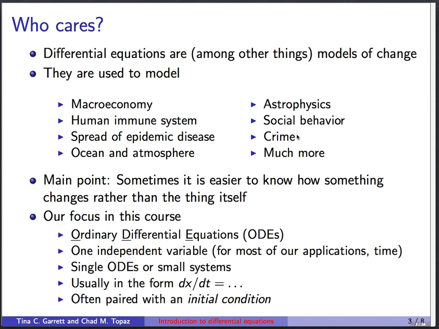And we don't use differential equations for these things just because we can. The main point is that for many of these systems, it's easier to know how something changes rather than the thing itself, right? So if we ask the question, where is all the water vapor in the atmosphere? That's a really hard question to answer. However, from physics, we know the rules for how water vapor moves around in the atmosphere. And so we can very simply write down those equations. They happen to be differential equations.